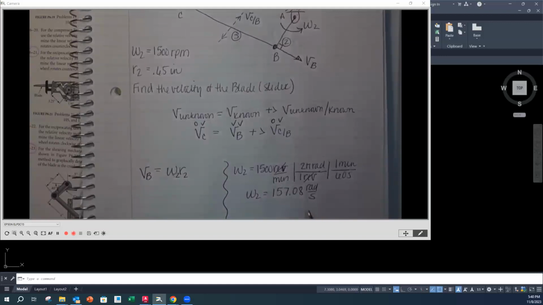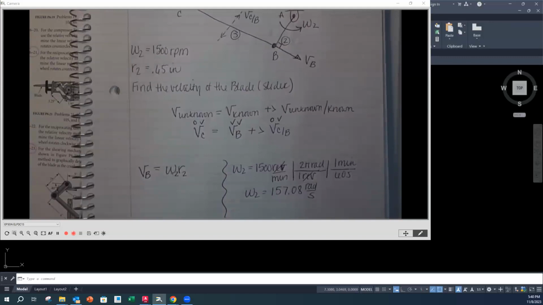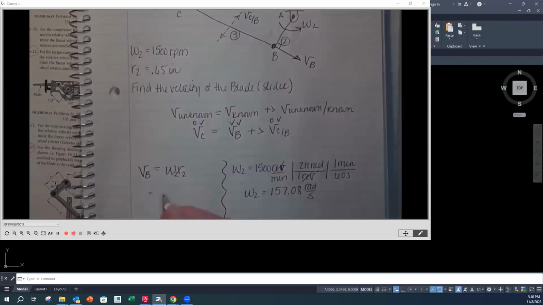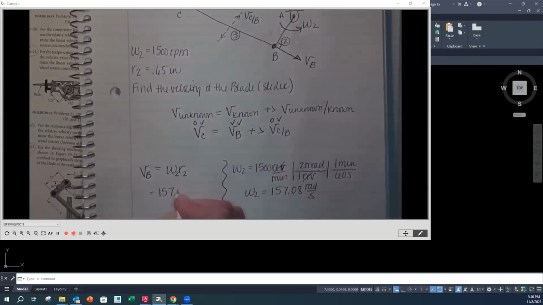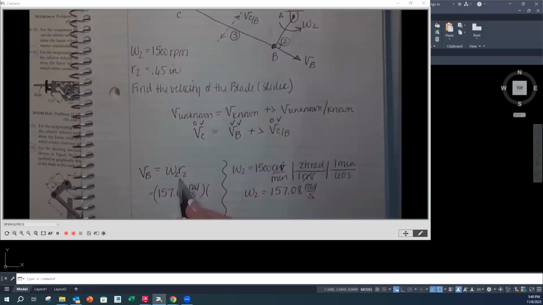Just as a confirmation, did anyone else get 157.08? Yep. Okay, good. So now we're going to use that value up in here. I'm going to say equal to 157.08 radians per second times its radius of 0.65 inches. I got to sneak it in there.